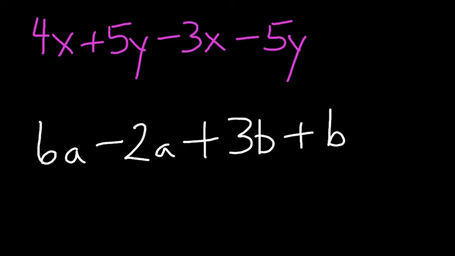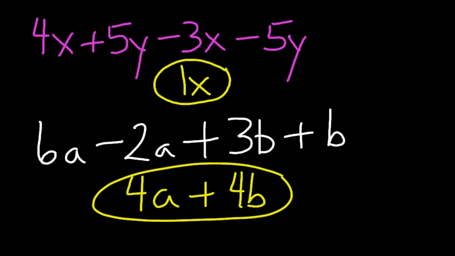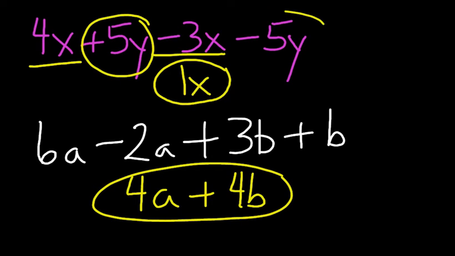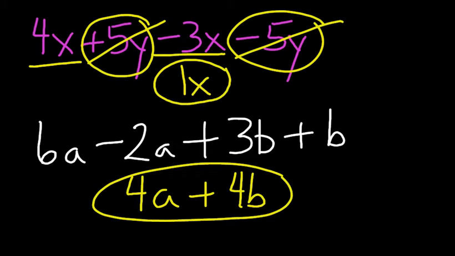Okay, let's practice. Stop the video, try these two, get your answers, and then see if you got them right. Okay, here's the answers. The first one, 4x minus 3x, gives me the 1x. And then, plus 5y minus 5y, that just cancels out. That's 0. So the answer is 1x. The second one, 6a minus 2a is 4a. 3b plus 1b is 4b, so that gives you 4a plus 4b.